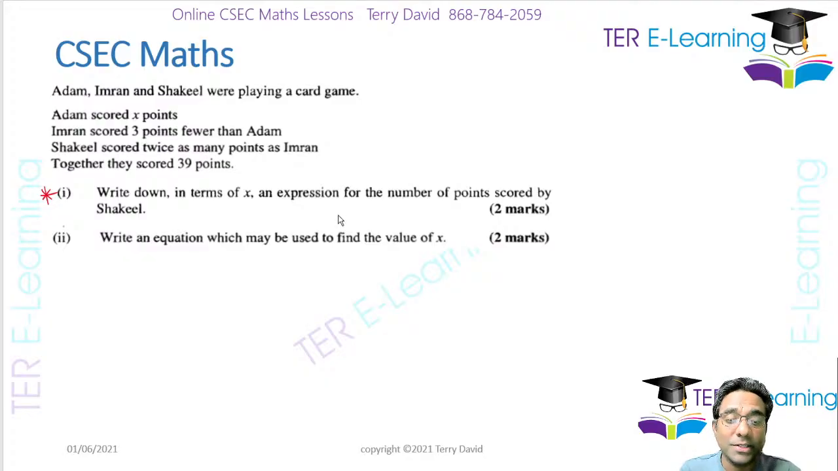I'm going to give you 2 minutes and let me see if you can come up with that expression. You want to know the number of points scored by Shakil. They've given us some information. You have Adam is X points, Imran is 3 points fewer, and Shakil scored twice as many points as Imran. Right? So they want to know, in terms of X, how many points was scored by Shakil.